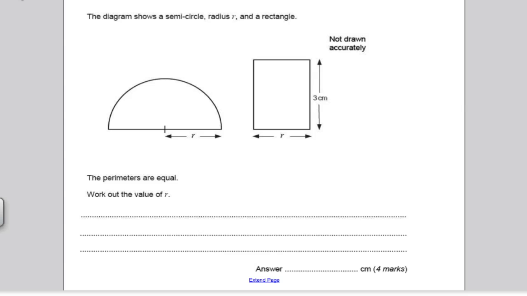Okay, the diagram shows a semicircle, radius r, and a rectangle. The perimeters are equal. Work out the value of r. Right. Let's start with the easy one. Let's work out the perimeter of the rectangle.